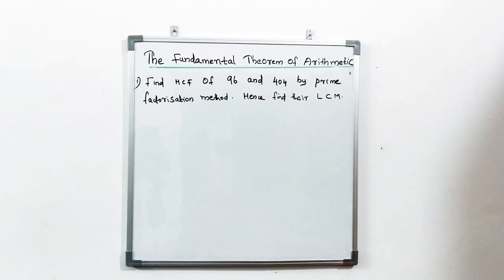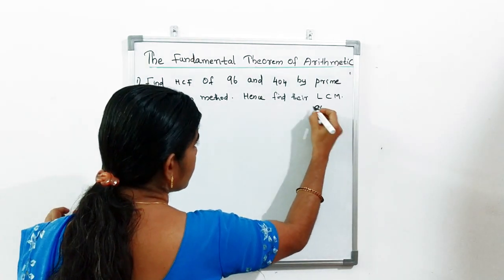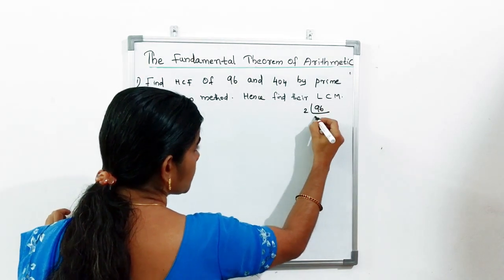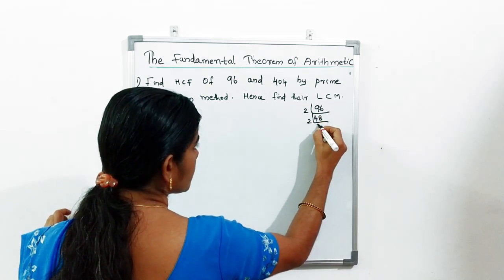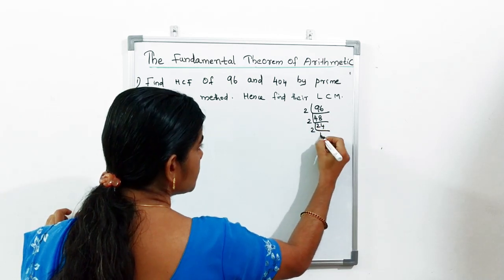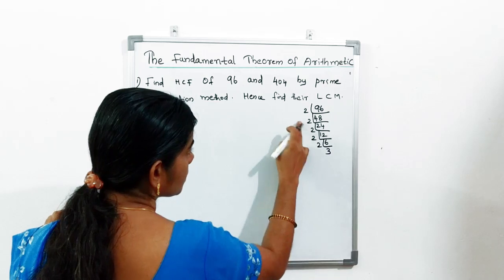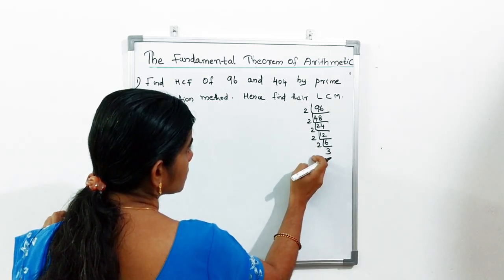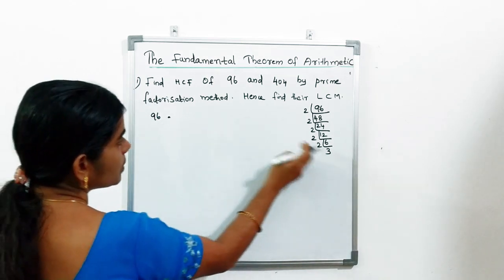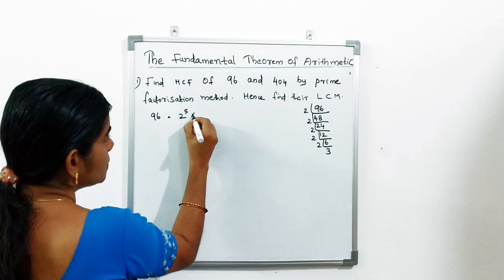First we can find the HCF of 96 and 404. First we can take the prime factorization of 96. We can take 2, 48, again 2, 24, again 2, 12, 2, 6, 2, 3. 96, we can write 2 how many times? 5 times. 2 raised to 5 into 3.